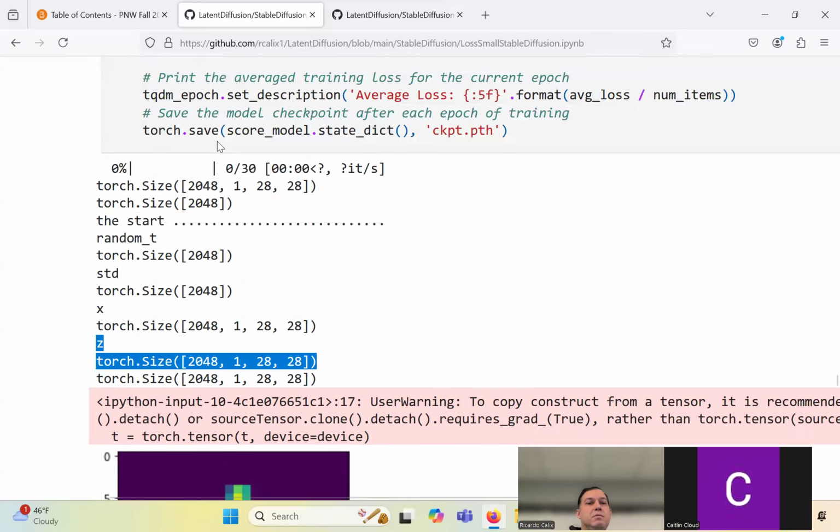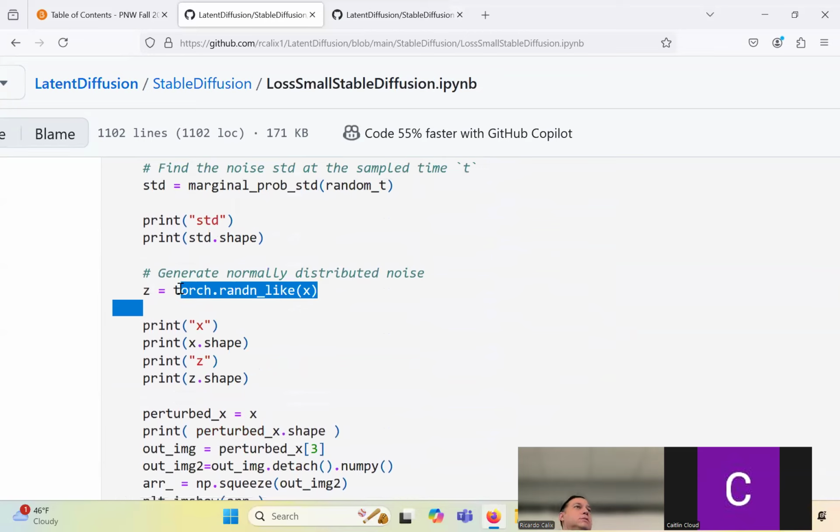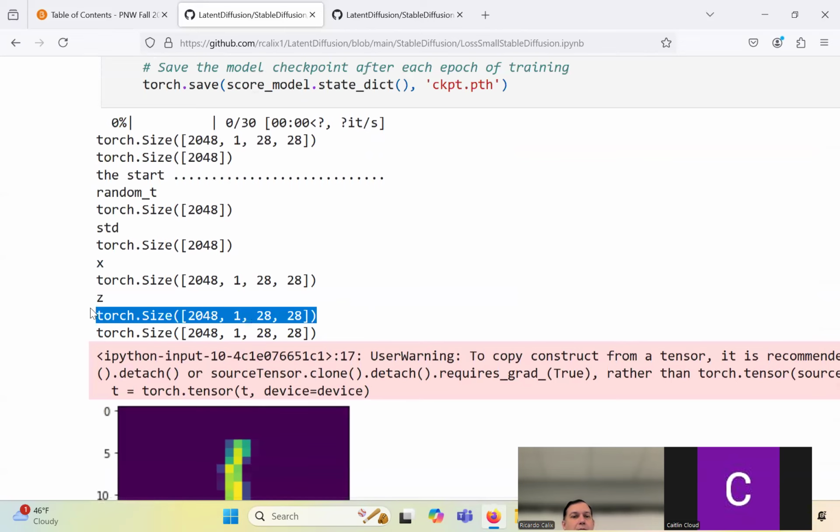There it is. So C is nothing more than a random tensor of the same exact dimensions as the images tensor, and it's just the noise. It should have the exact same dimensions as the images, because we need one for every image. So this one, Z. If you notice, it's the same as the images over here: 248 by 1 by 28 by 28. Then here we take the original image, we add the noise to it, the perturbed image.